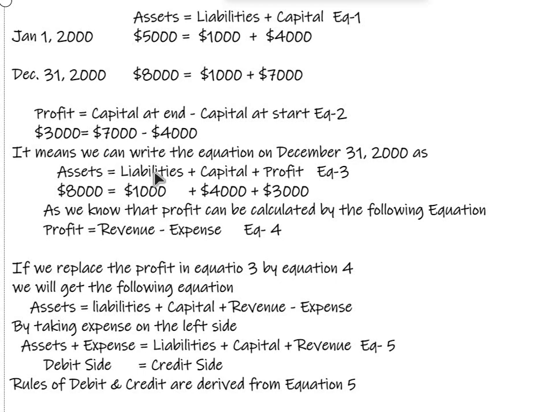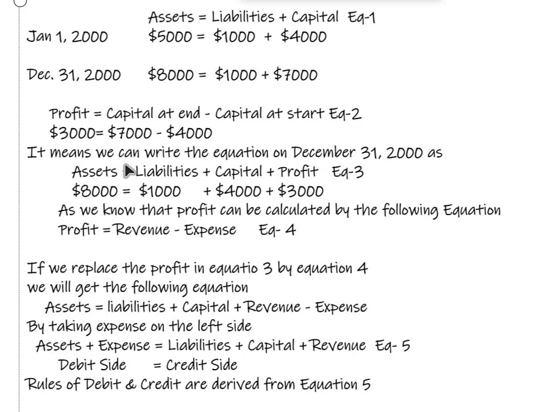It means we can write the equation on December 31st, 2000 as asset is equal to liabilities plus capital plus profit, equation 3. That is, assets would be $8,000, liabilities $1,000, capital as on January 1st, 2000 $4,000, plus profit $3,000.